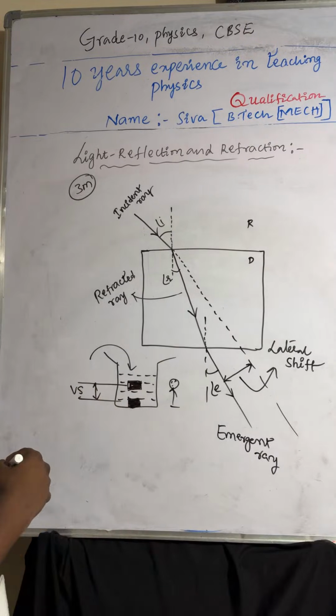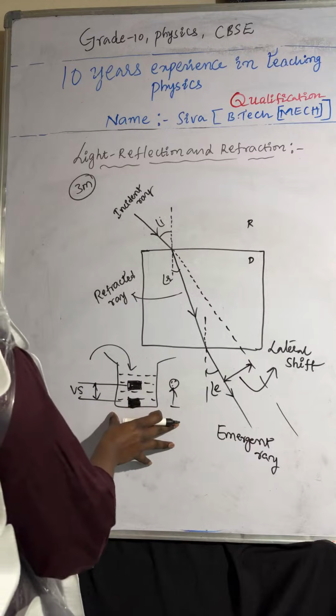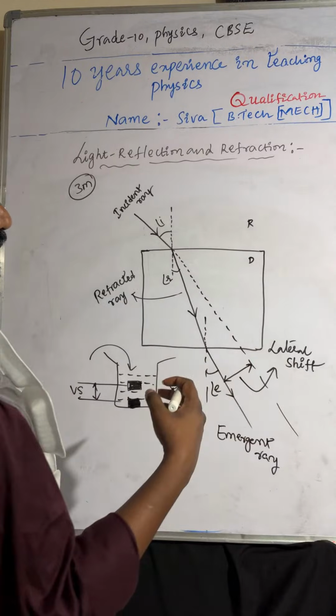The distance between the actual position and the apparent position of the object is called vertical shift. Understood or not? This is the vertical shift and this is the lateral shift.